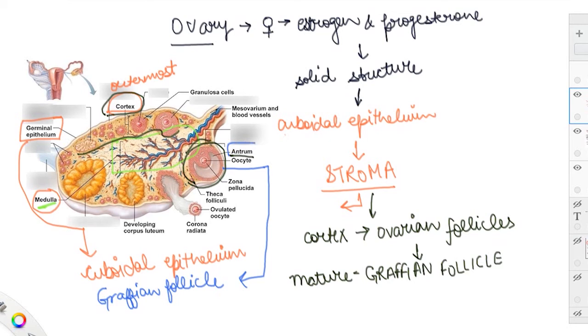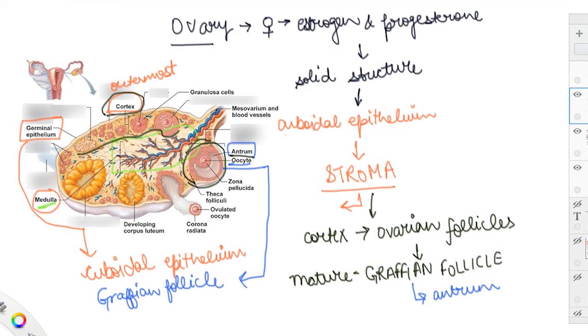Why is it termed the Graafian follicle? Because it contains a fluid filled cavity that is known as the antrum. I'll write it here. It contains a fluid filled cavity known as the antrum. And one more thing that you can clearly see from the figure is this oocyte. That is why I have led you to classify this as the Graafian follicle, and this oocyte is within this Graafian follicle.